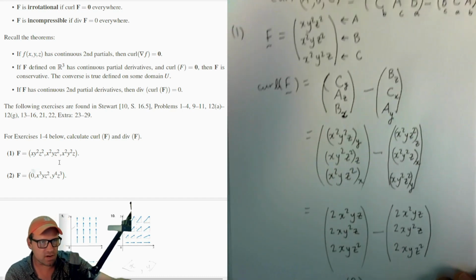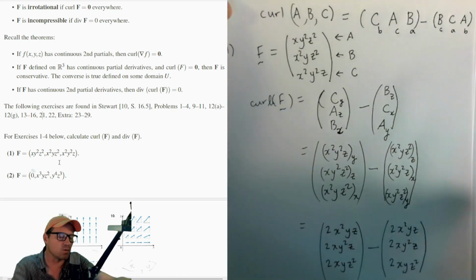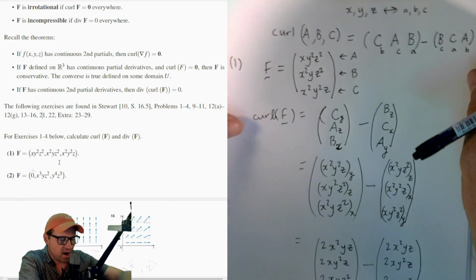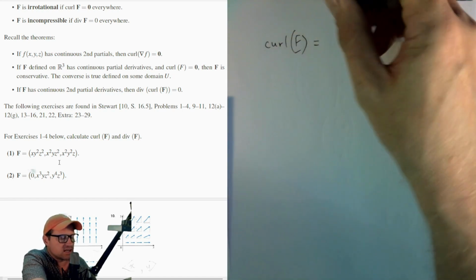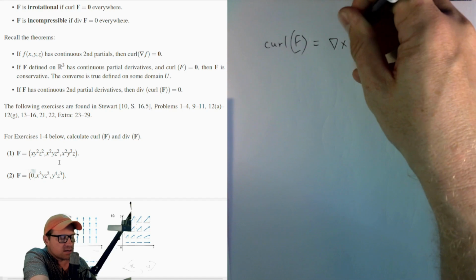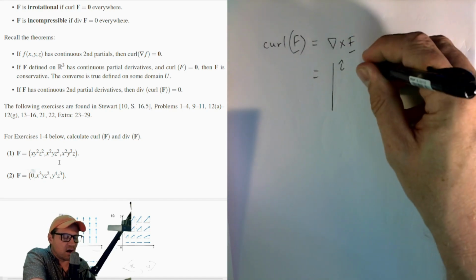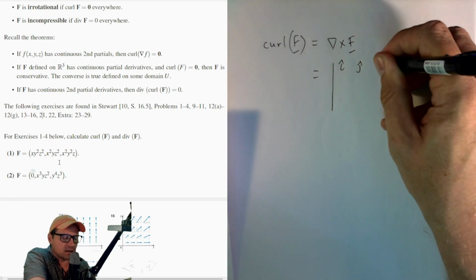Okay, so this was relatively easy. Let's do this a second way, just so you can see what I'd rather not do in general. So curl of f is given by del cross f. So we put the vector i hat there, j hat, and k hat.